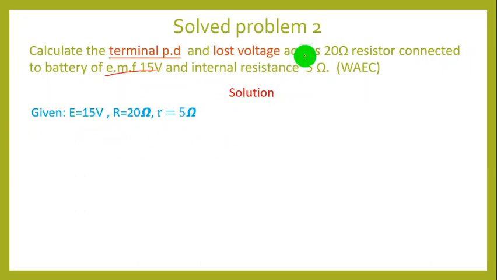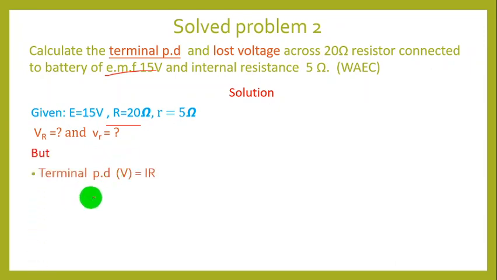And we have the external load. The external load given to us here is 20 ohms, because that is what is connected to the battery. So we have R, big R, in the question, the same thing as 20 ohms. And the internal resistance is mentioned as well in the question as 5 ohms. These are all the parameters given to us. We are required to calculate the terminal potential difference, which is V big R, and the lost voltage, which is the same thing as V small r. These are the two things we are required to find.